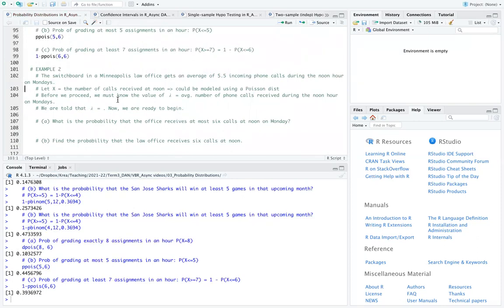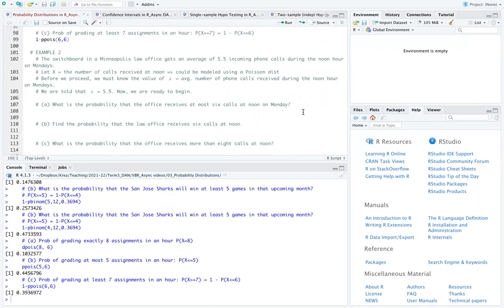So let's figure out what lambda is. Lambda is the average number of phone calls that they get during the noon hour, and we are told that lambda is equal to 5.5. Now that we know lambda, we're ready to begin. What's the probability that the office receives at most 6 calls at noon on a Monday? This is nothing but P of X being less than or equal to 6.